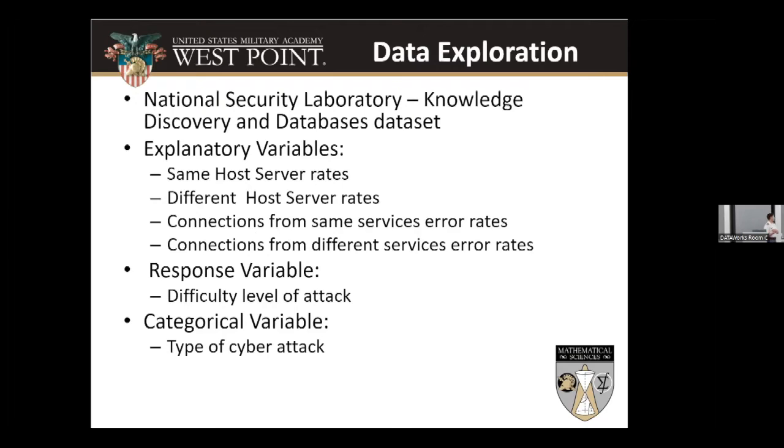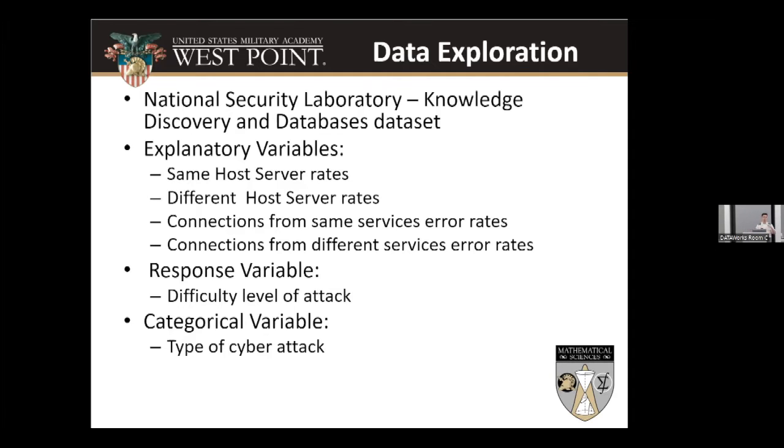So, getting into my data exploration. The data set we'll be using is from the National Security Laboratory. This is the NSL-KDD data set. There's a bunch of different explanatory variables that I'm going to be using. Those vary from same or different host server rates, as well as connections to same or different IP addresses. I'm going to be looking at the difficulty level of attack, which is also known as the outcome. It's how hard this is to detect and decrypt. That's just what's been labeled. And then I'm also going to talk about certain cyber attacks.